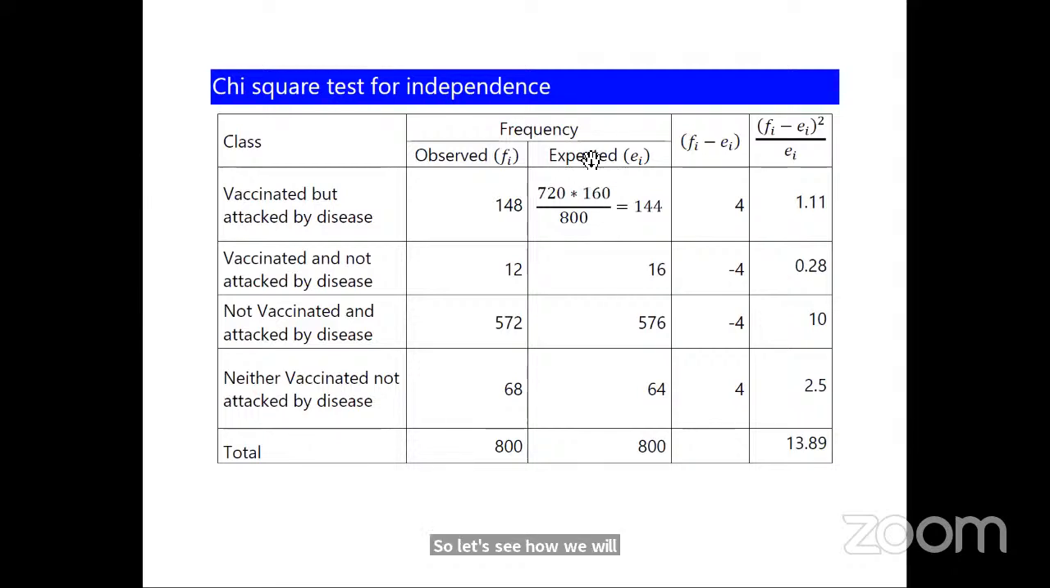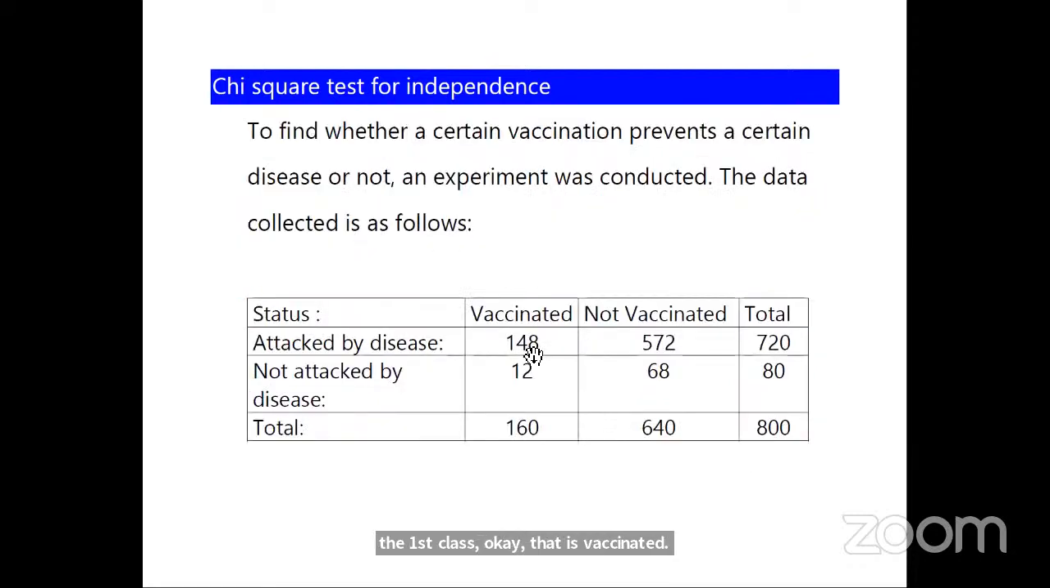So the expected frequency. Now the first class, that is vaccinated but attacked by the disease. Now from here you can see that vaccinated and attacked by this disease are 148 in number. So we have taken this 148. Now what we need is the total of this row. This is called the contingency table. Okay, these are the rows, that is 2 rows are there and 2 columns are there. So R is 2 and C is 2.